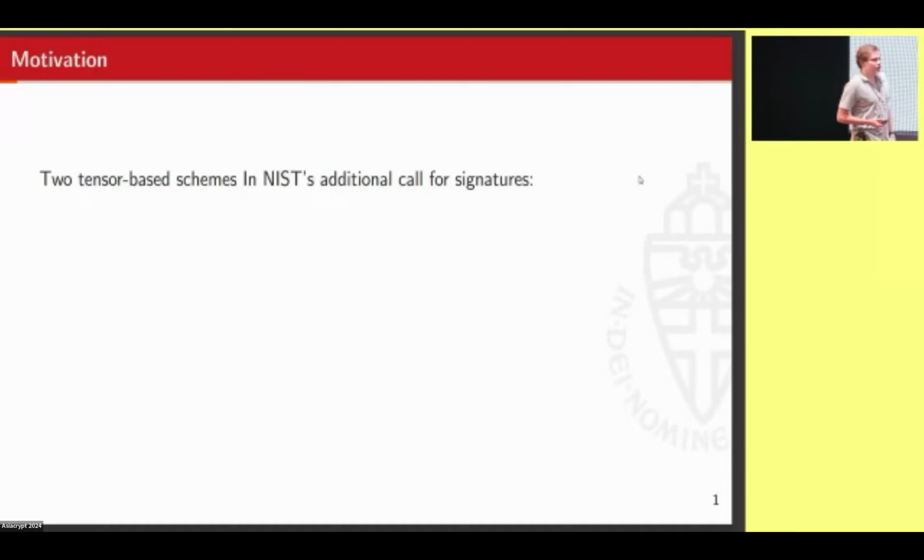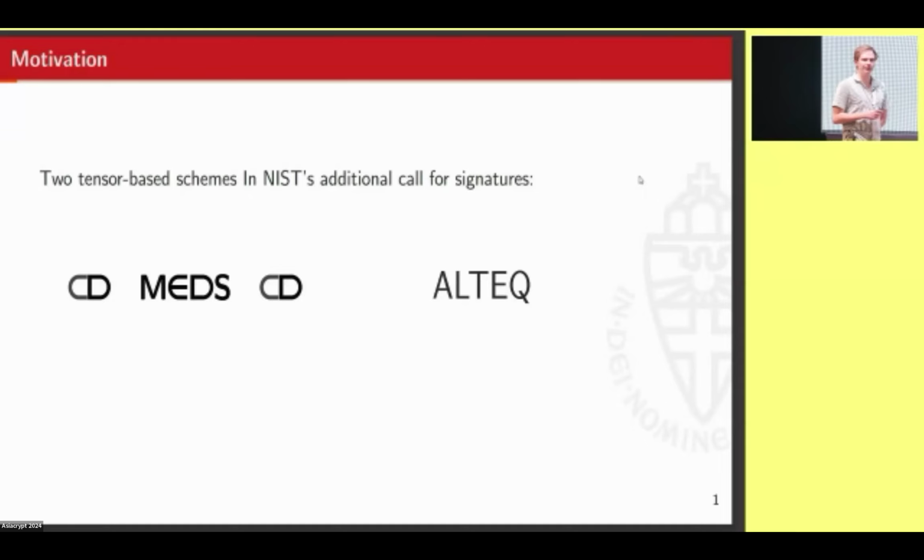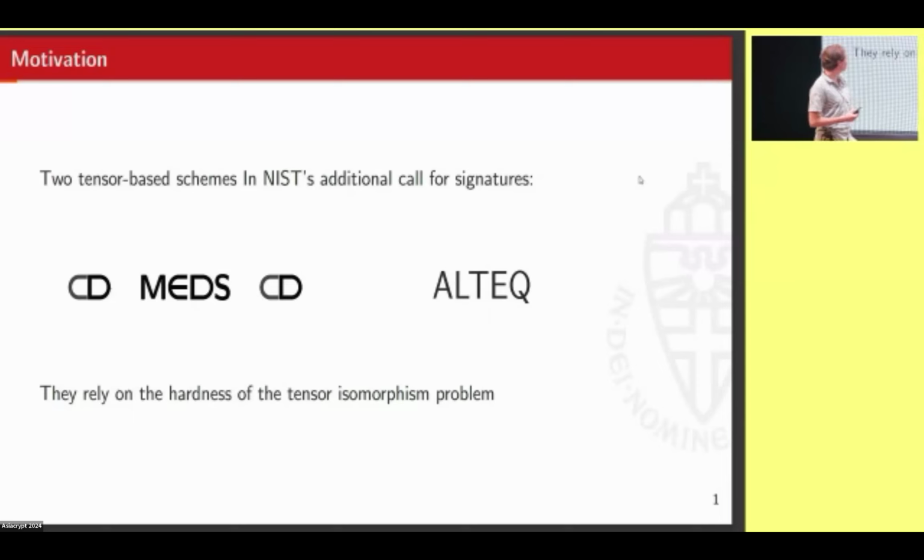First, let's take a look at the motivation for doing this. In the recent call for additional schemes of NIST, there were two tensor-based signatures, namely METS and ALTEC. They both relied on the hardness of the tensor isomorphism problem. So this was for us a natural motivation to look at this problem with our algebraic toolkit and to see what we can do.